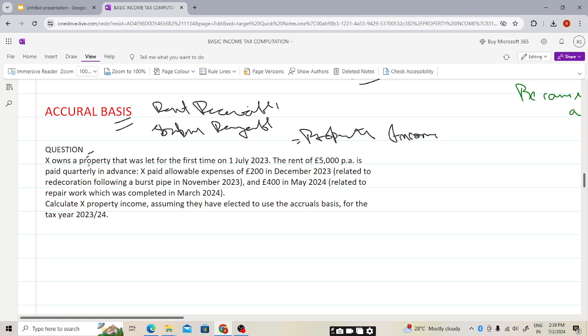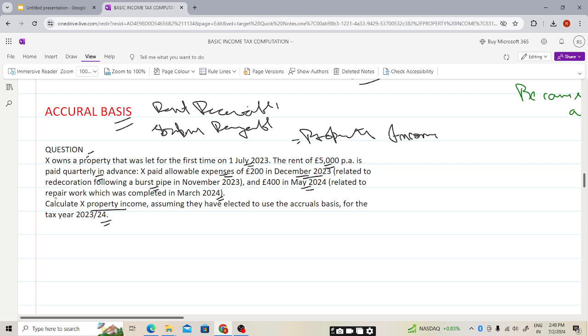Question: X owns a property that was let out for the first time in July 2023. The rent of 5,000 PA is paid quarterly in advance. X paid allowable expenses of 200 in December 2023 relating to redecoration for a burst pipe, and 400 pounds in May 2024 related to repair work which was completed in March 2024. Calculate X's property income assuming they have elected to use the accrual basis for the tax year.